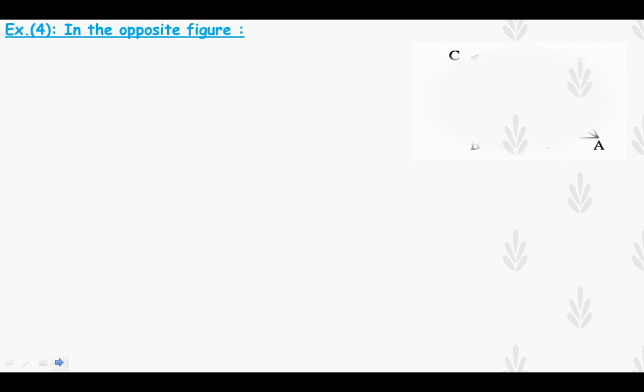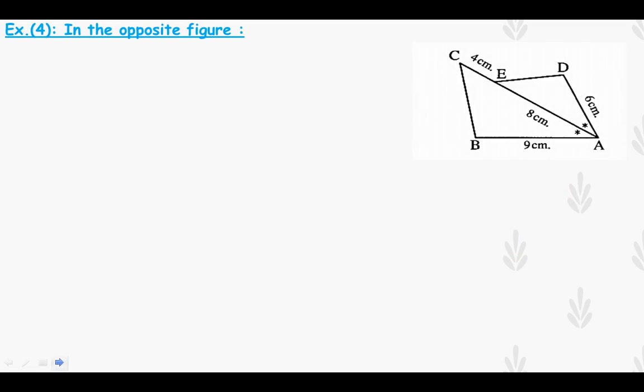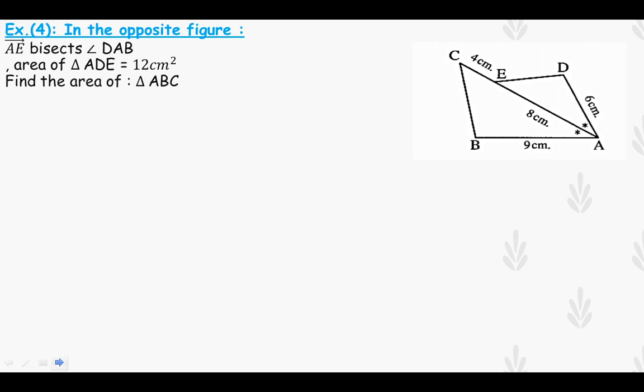Example 4: In the opposite figure, AE bisects angle DAB, and the area of triangle ADE equals 12. Find the area of triangle ABC. Here we are going to apply the similarity second case, the similarity third case, and we are going to apply the rules of the area.